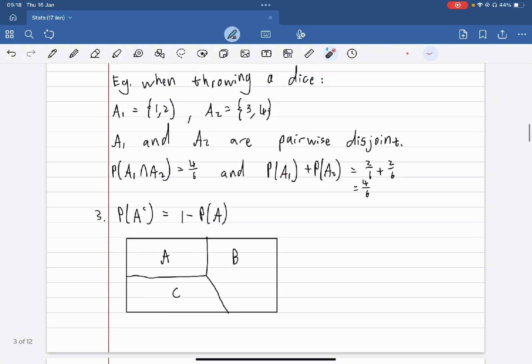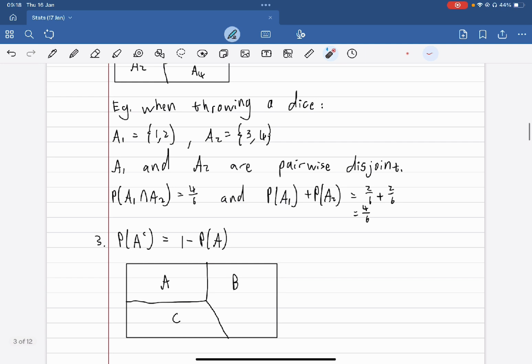And I'll give you another example. So let's say you're throwing a dice and you have event 1, which is the number is either 1 or 2, and you have event 2, which is the number is either 3 or 4.